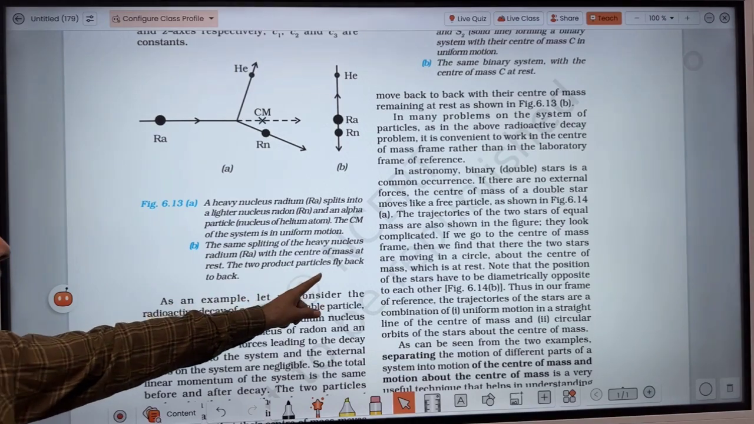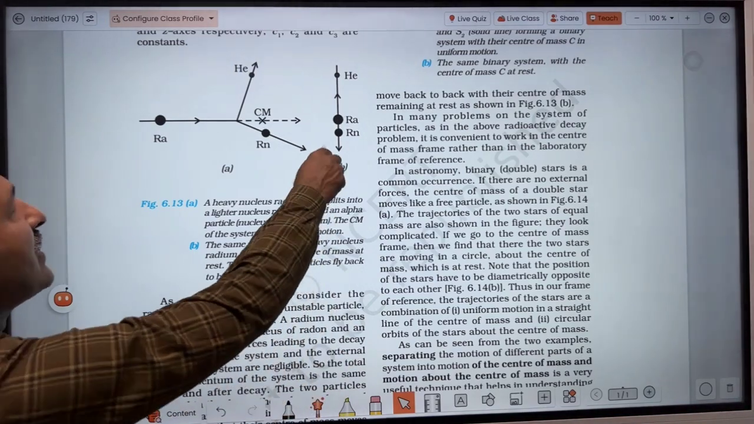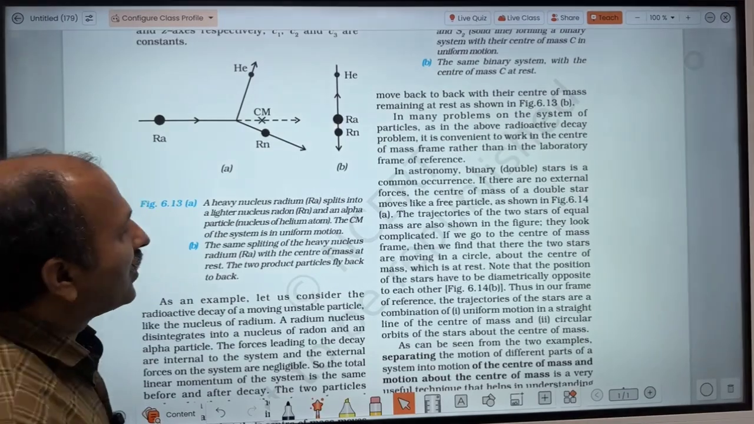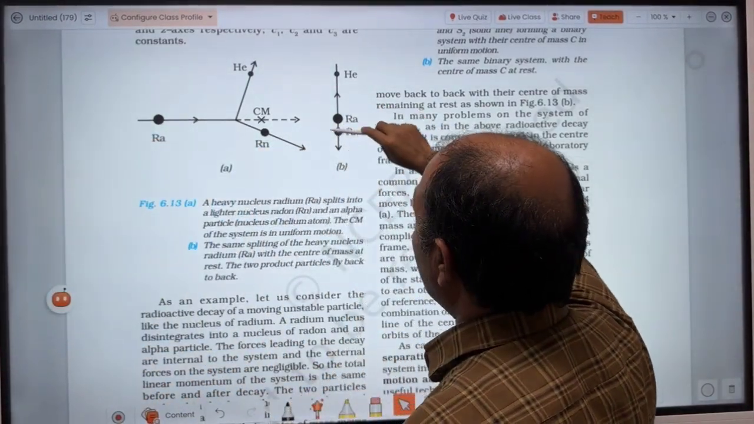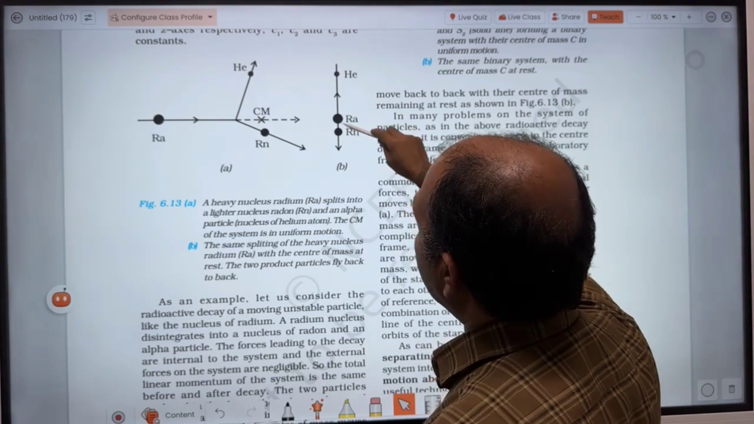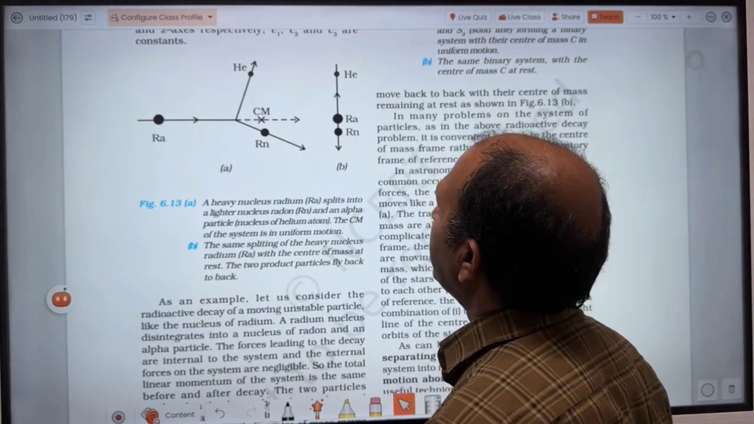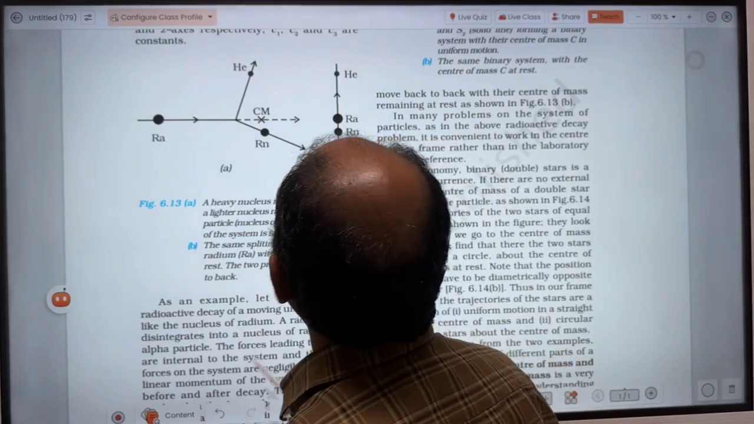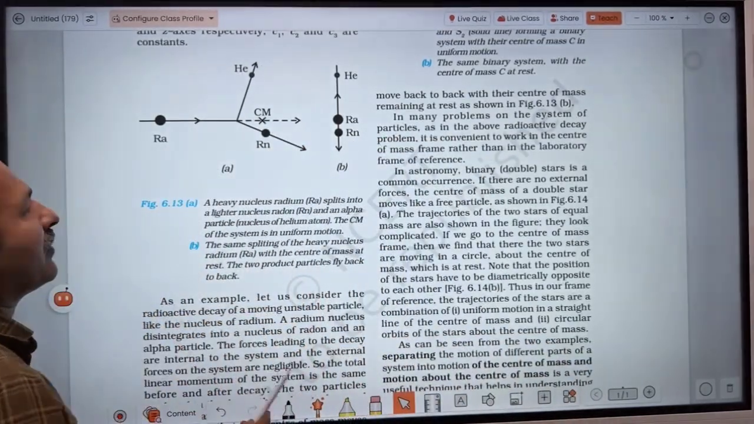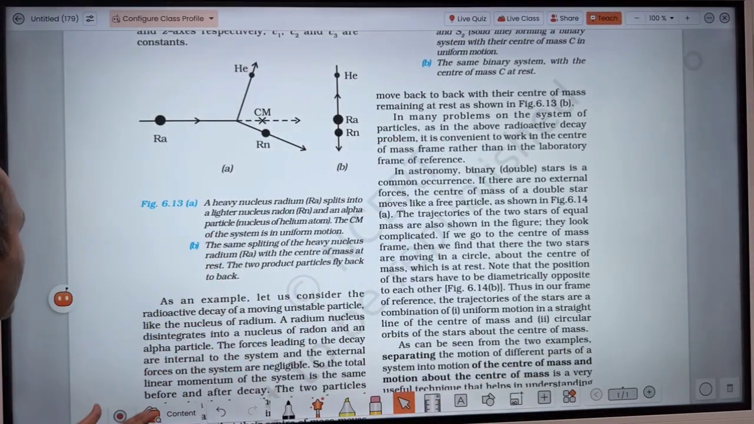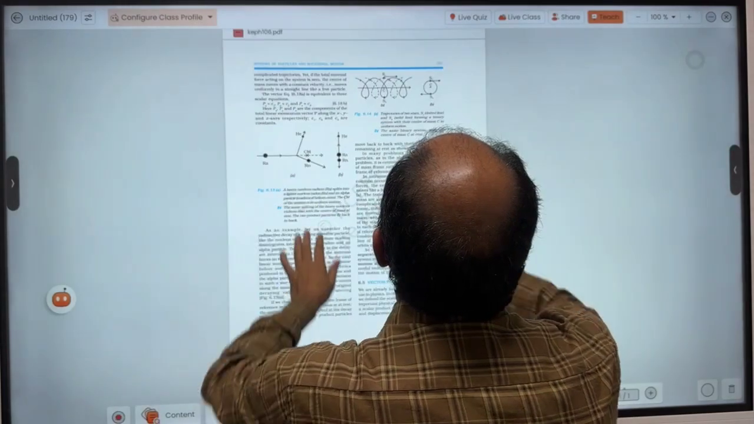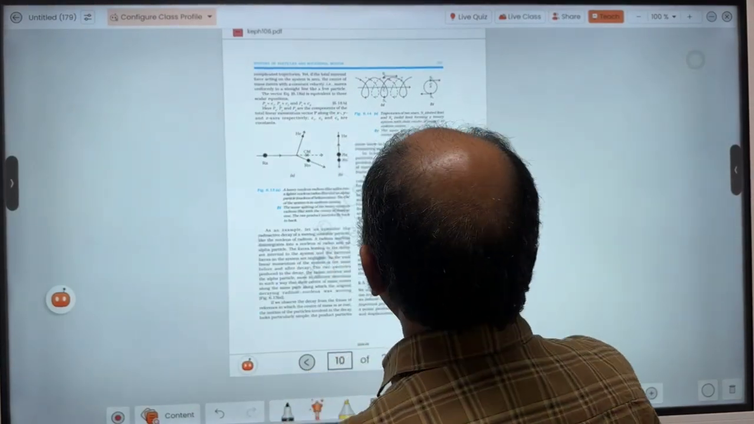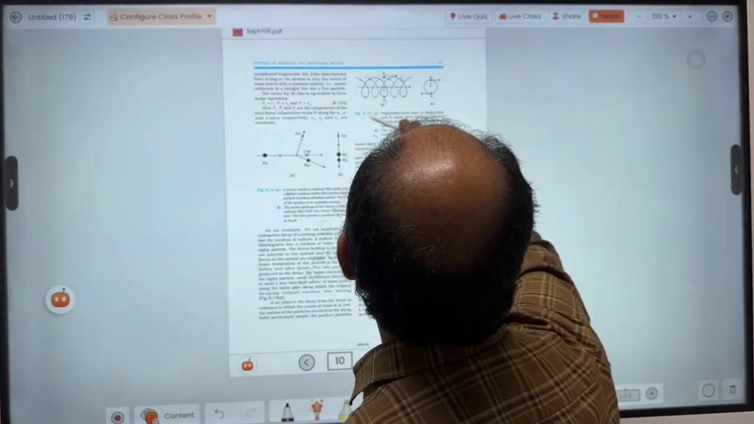The two product particles fly back to back, so since the center of mass was initially at rest, it will not move because there is no external force. If you calculate the momentum of this and the momentum of this, they will be equal and opposite, hence they will get cancelled. So the rate of change of momentum will remain 0, so it will not change. I think you have understood that in the absence of any external force, the direction of the center of mass remains unchanged. Here another observation is shown.